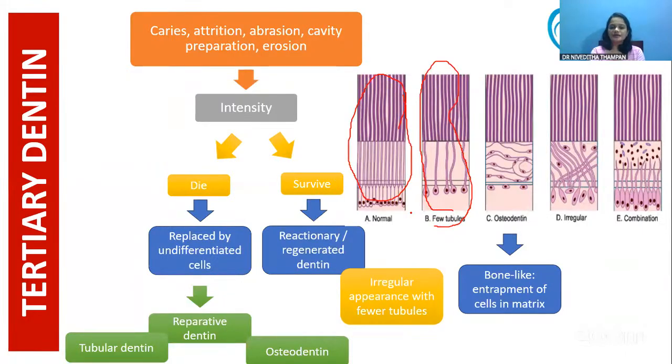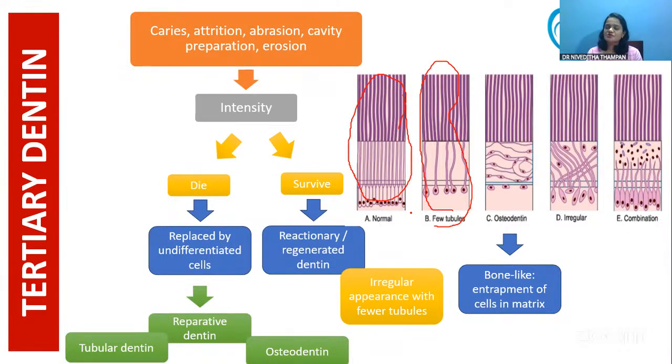Then in reparative dentine, what can happen is this: usually an odontoblast, when it helps in dentine formation, secretes the dentine matrix, then moves back. It secretes again, then moves back again. Only when it moves back will it be able to secrete again. It will not get entrapped in that hard tissue.